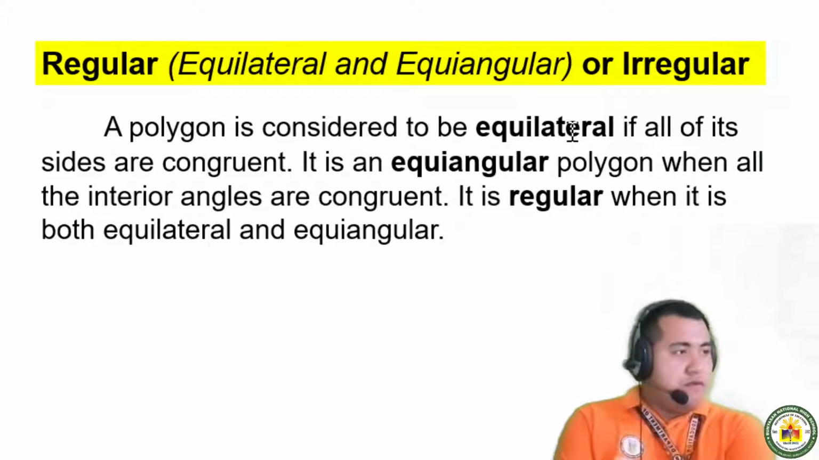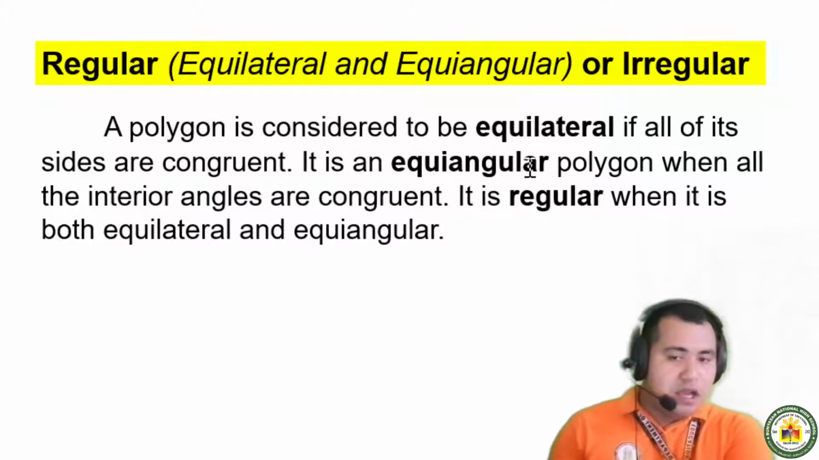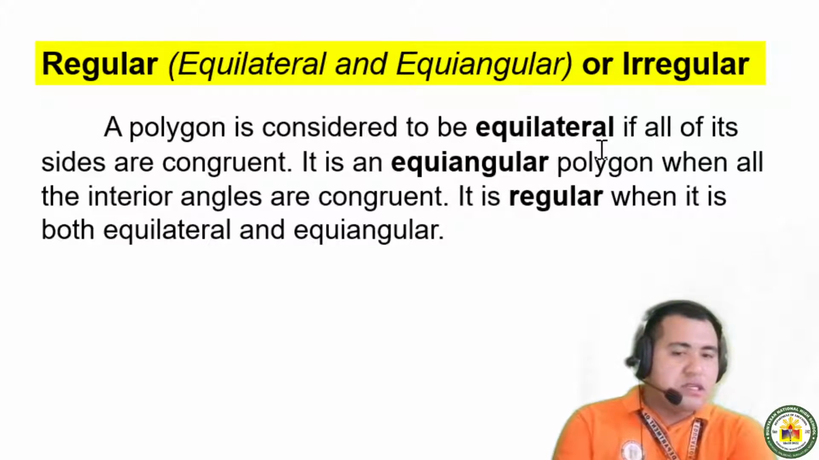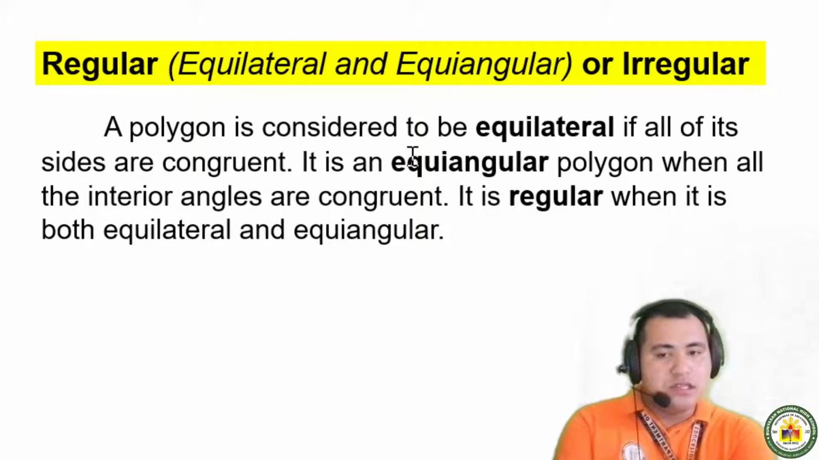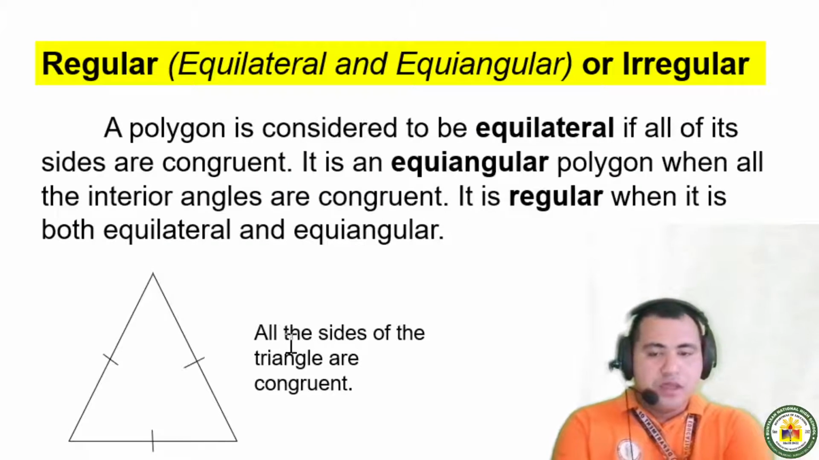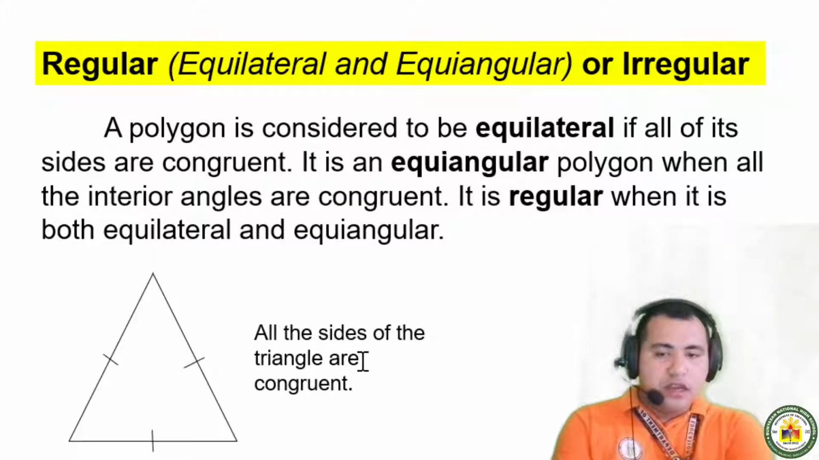Equilateral is from the two words, equi and lateral. Equi means equal or congruent. Then lateral is sides. So equal sides or congruent sides. Kuha? So pareho. For example, in that figure, all the sides of the triangle are congruent.